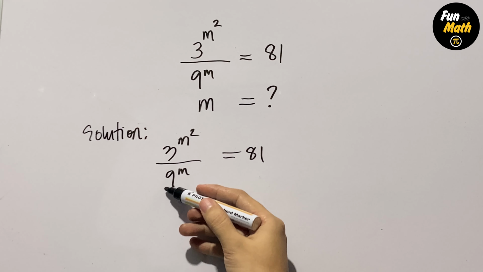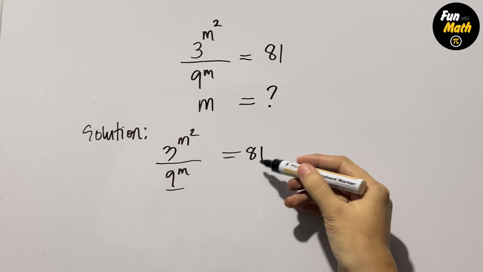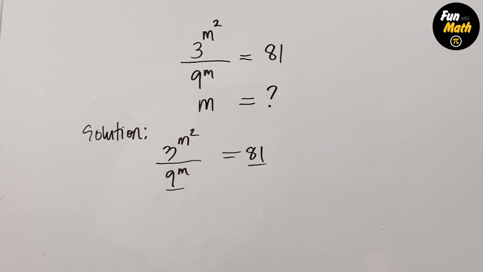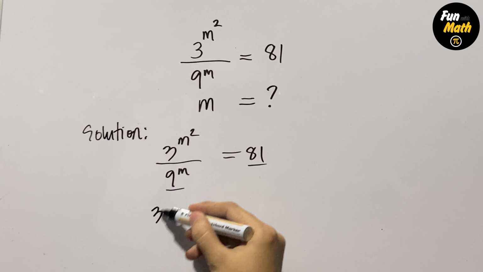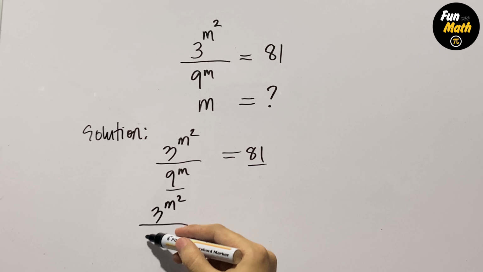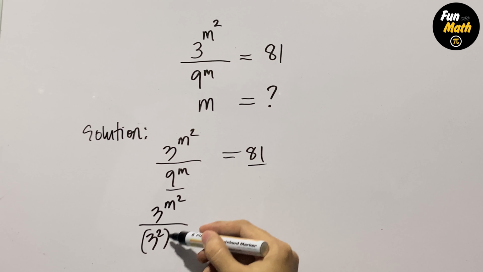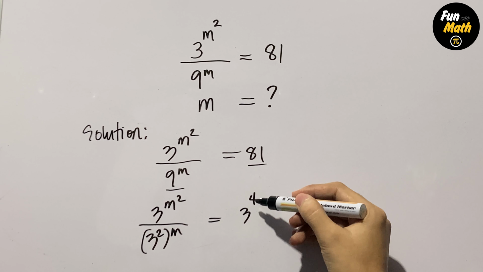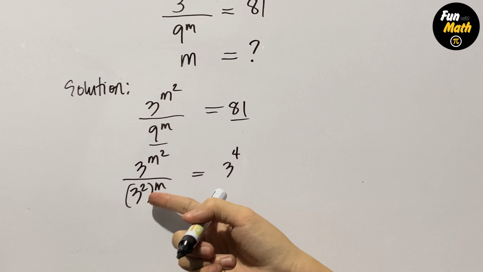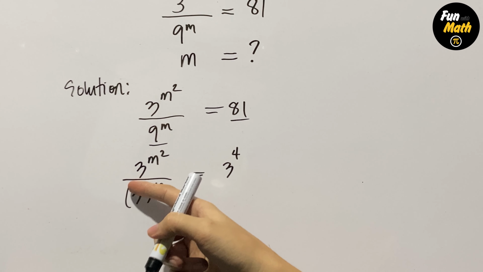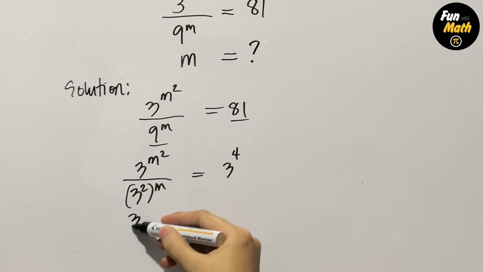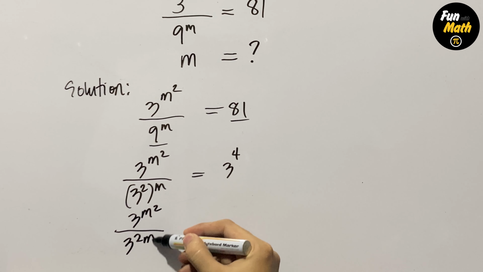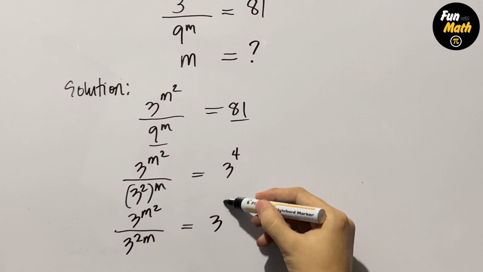Now, for 9^m and 81, we are going to write them in terms of 3. So that is 3^(m²) over (3²)^m equals 3^4. The next step is, we can multiply a power to a power. So that is 3^(m²) over 3^(2m) equals 3^4.